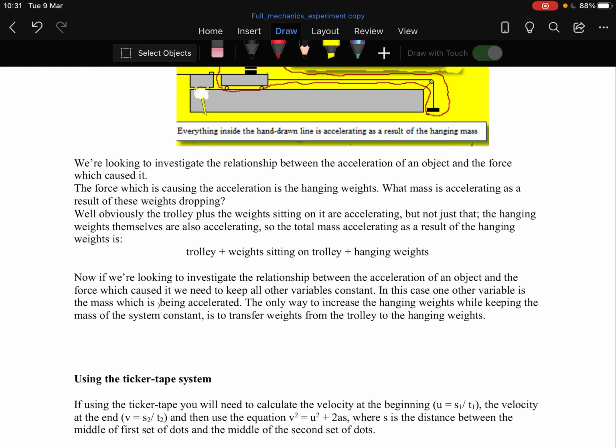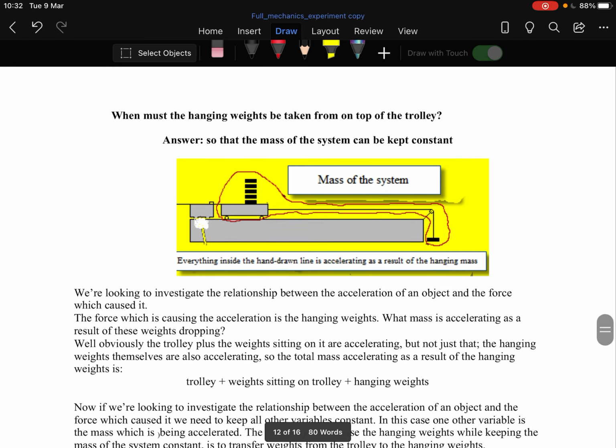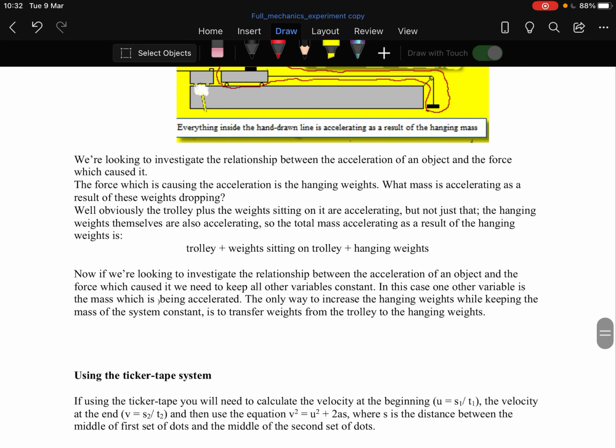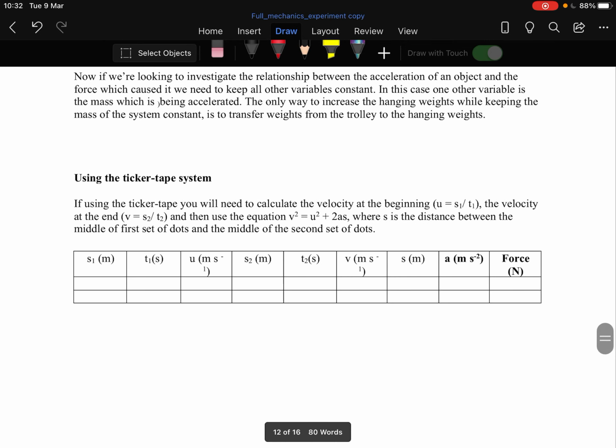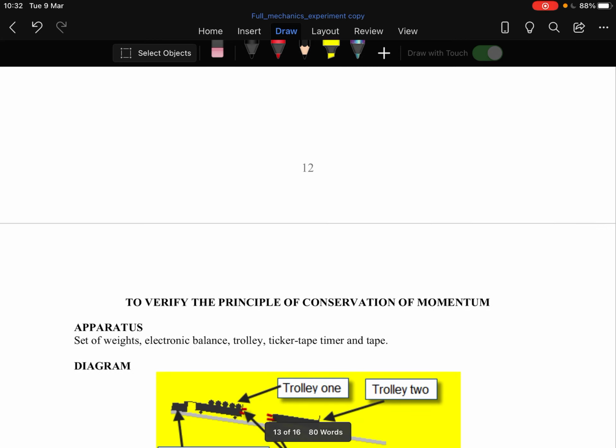Yeah, so this kind of explains it, guys, in more detail. That's generally your answer, but if you want to read more, you can read more today. You have the notes online, okay? And then the ticker tape system, which we won't be using, we'll be using the light gate system.